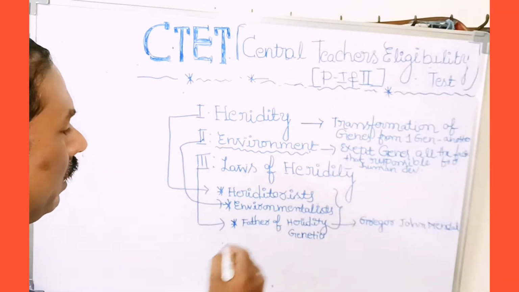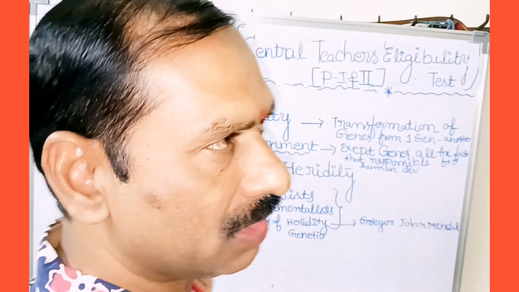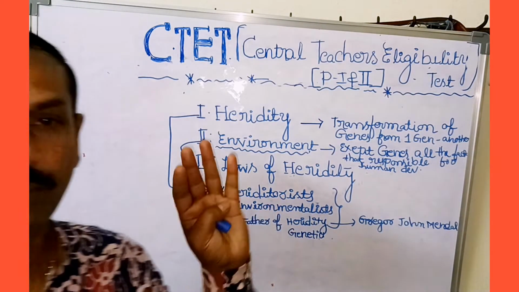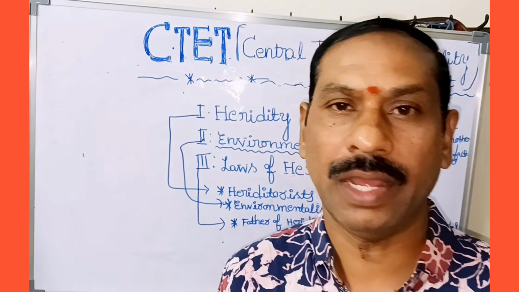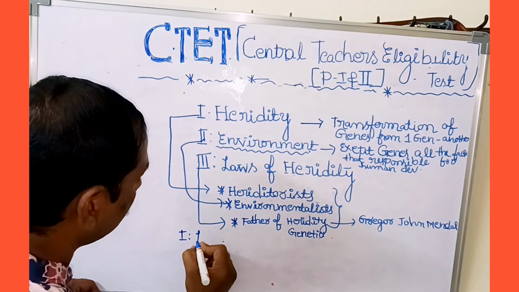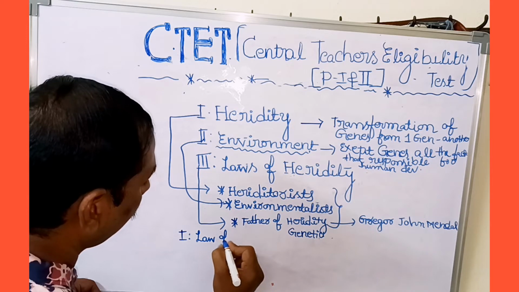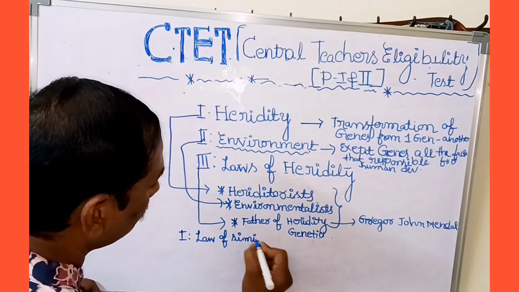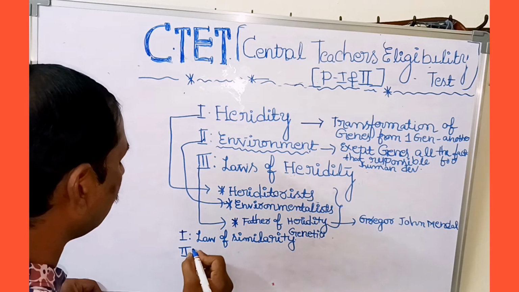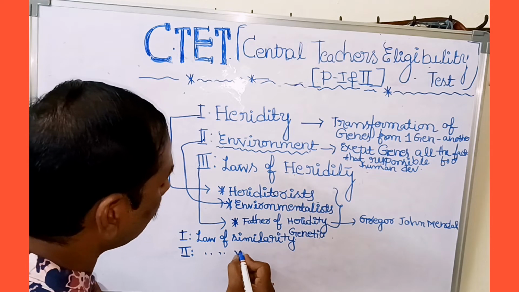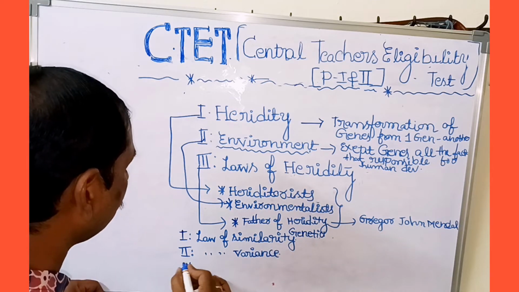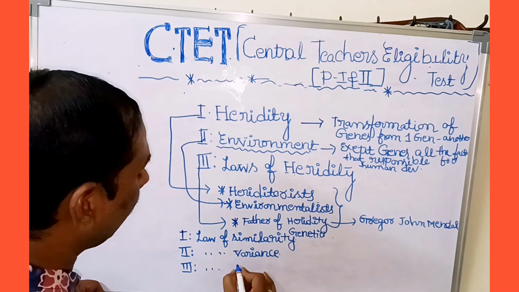According to his classification, heredity is broadly classified into three types, namely, law of similarity, and next one is law of variance, and the third one is law of regression.